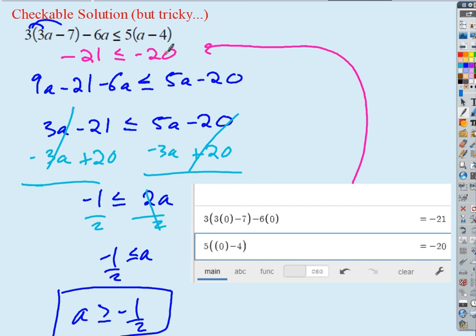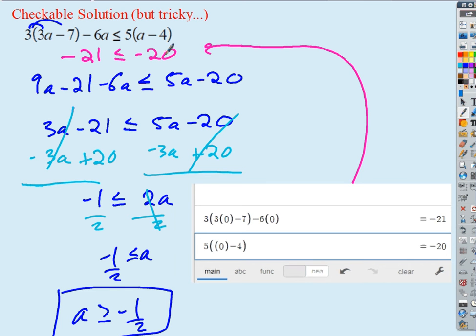See, we just proved both parts of that. When I plugged in the boundary value, I got the same number on both sides. And when I plugged in a point to the right of the boundary value, it gave me a true inequality. Okay? Everybody get how you do that? So that's a great way to check inequalities using decimals.